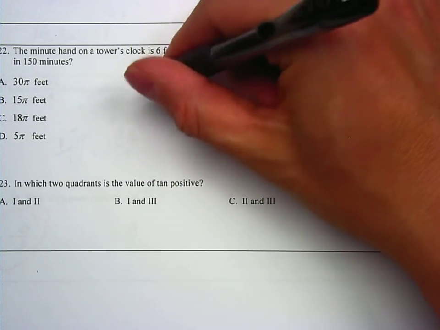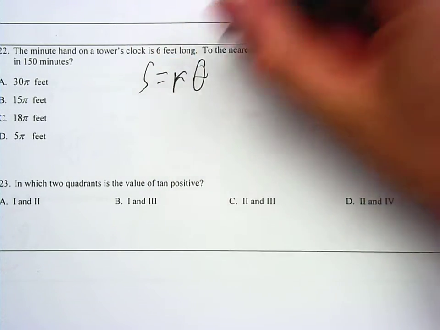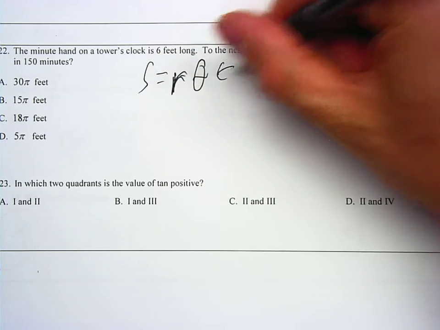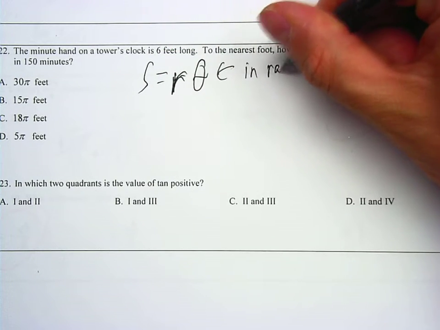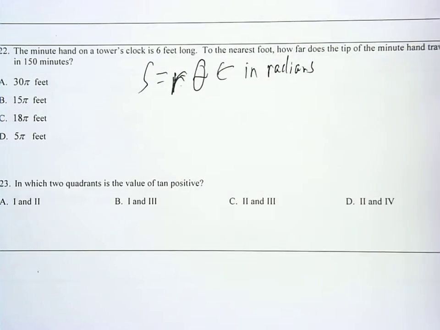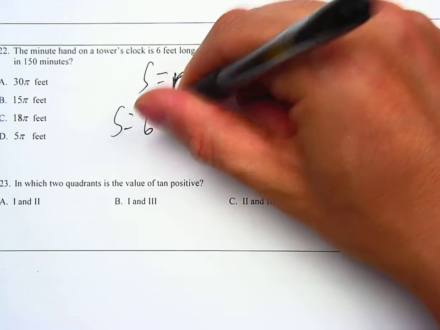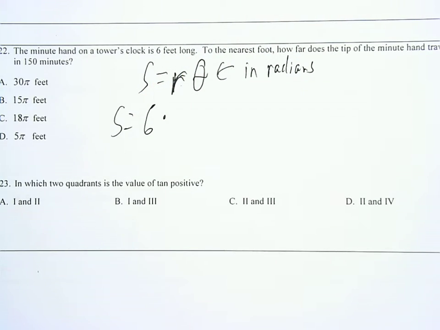So S is equal to R theta. Arc length equals the radius times the angle. Theta must be in radians. So the radius here is easy to identify, 6 feet. So that's a breeze, 6. The theta, not so much, 150 minutes. Let's convert that to degrees first.